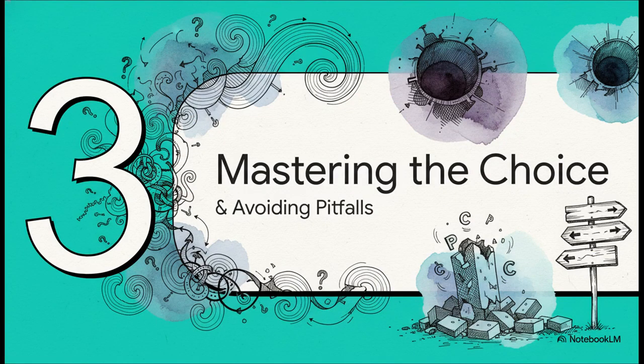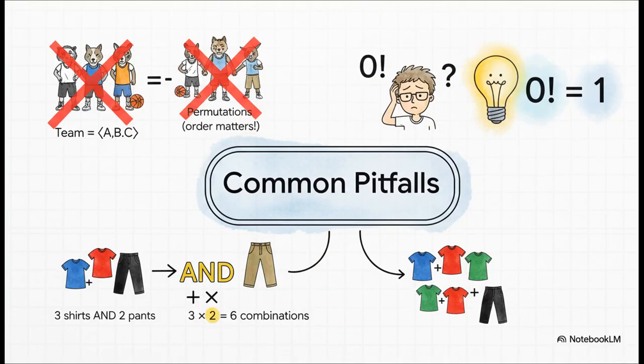Okay, so you've got the basics down, but really mastering this means knowing where the common traps are. Let's take a quick look at a few pitfalls that people often stumble into when they're working on these kinds of problems. The biggest mistake, and it's not even close, is using a permutation for something like a team where the order just doesn't matter. You always have to go back to that key question.